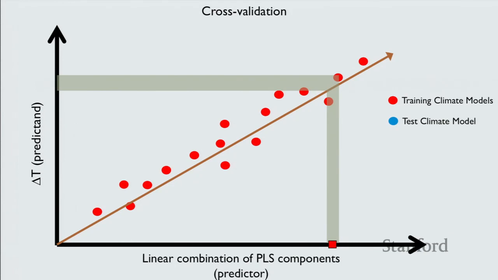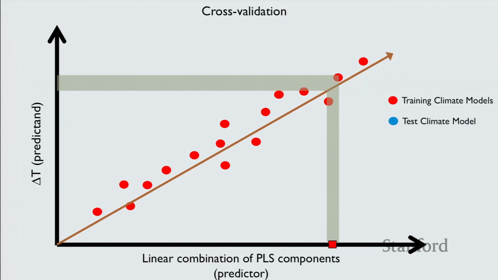So what that essentially is, we're taking our linear combination of PLS components, so it would have to be a linear combination to project this into two dimensions. But just bear with me, it wouldn't actually be in two dimensions, but you can just visualize it like this. So that's our predictor variable. And then we have our predictand, how much warming we're expecting in the future. And so in this case, this would be like an observation and then our observationally informed prediction.